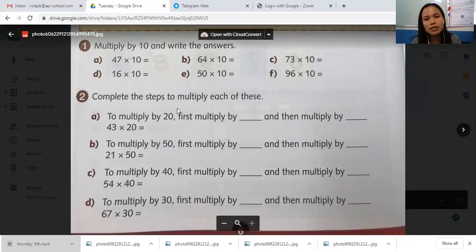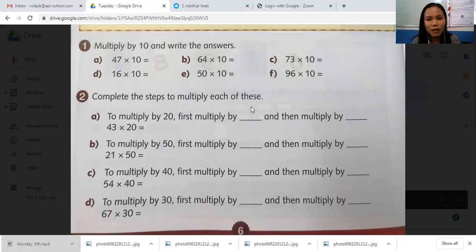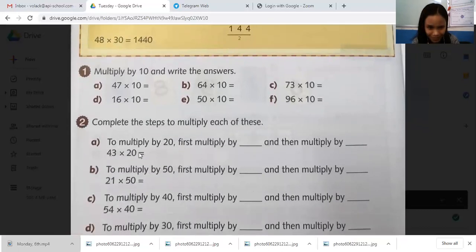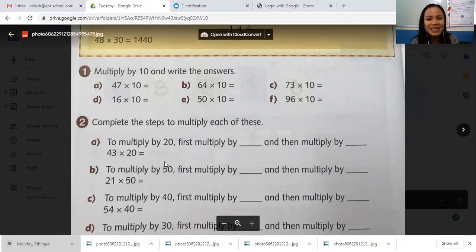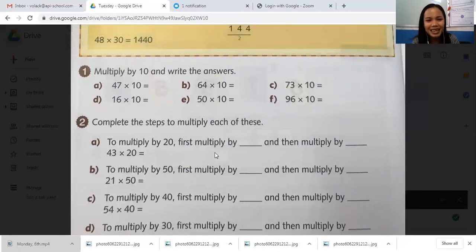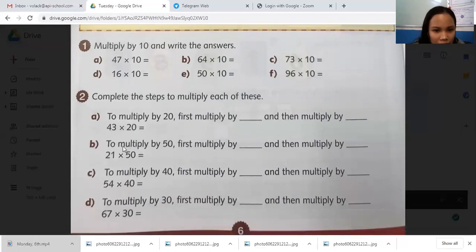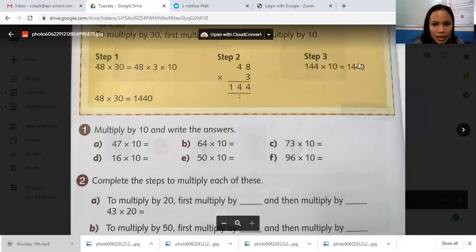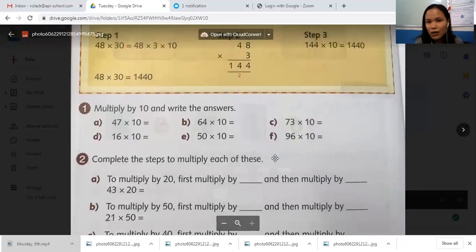Number 2, complete the steps to multiply each of these. They say to multiply by 20 first, multiply by 2, and then multiply by 20. No, 10, sorry. So when you add each other, you add all of these answers together, then you can get the right answer. I think I might have made some mistake. No, I didn't. And all of this exercise is similar to this step.